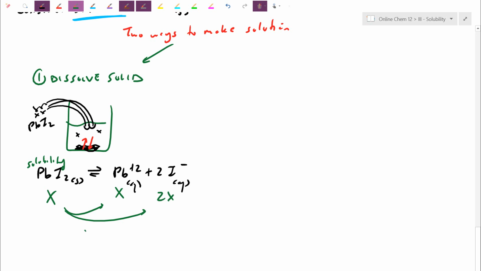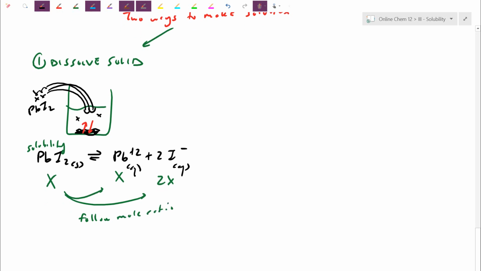So in this case here, when you dissolve a solid, because we depend on the reaction, it's definitely going to follow the mole ratio. That's what I would say is the easier way of making a solution because it follows the mole ratio. If we're not told and we're allowed to assume, I would assume this way because I can actually make predictions on what ions I get.